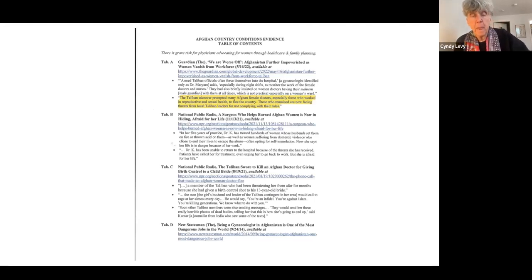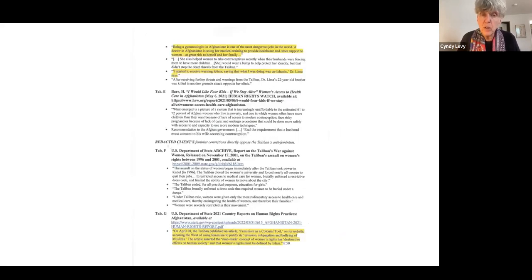Here's an example. This is page 1 of an actual redacted table of contents for Afghan country conditions evidence. You'll note the heading at the top: there is grave risk for physicians advocating for women through healthcare and family planning. And then the articles and resources that support that are listed most recent first. Note that we have quoted the substantial points we're trying to make and highlighted if they're particularly helpful.